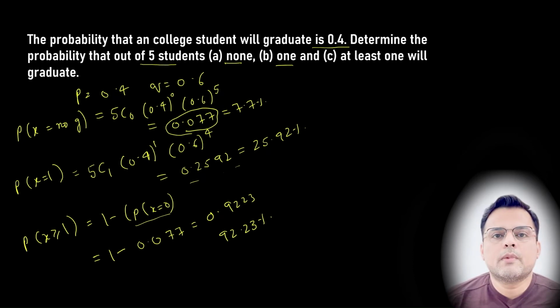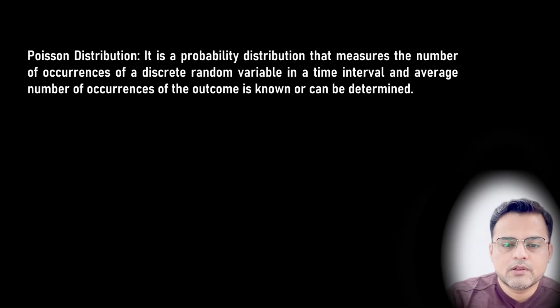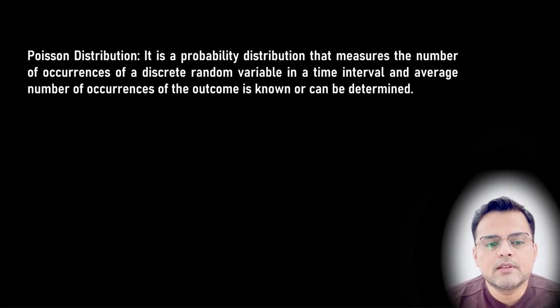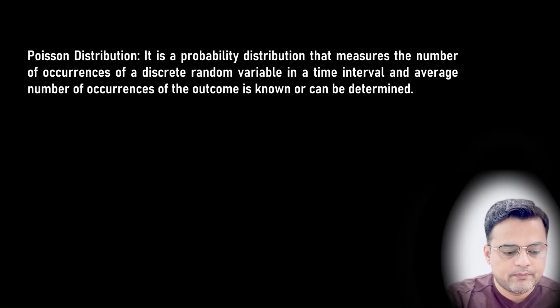So this is from the binomial distribution perspective, and I think you should be very clear on how to implement binomial distribution. Next distribution is called the Poisson distribution. It is a probability distribution that measures the number of occurrences of a discrete random variable in a time interval. In a specific time interval, it will calculate the probability, where the average number of occurrences of the outcome is known or can be determined.